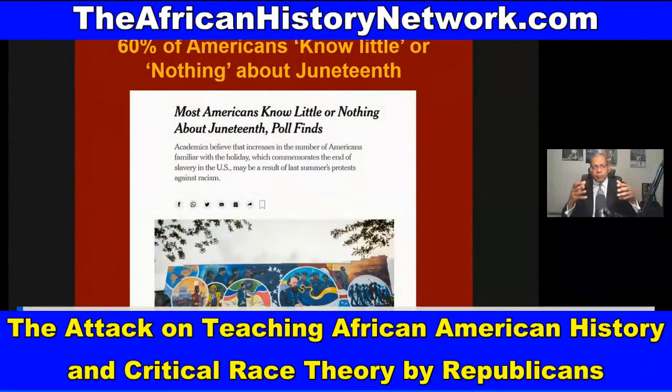We've seen that after Juneteenth became a federal holiday in 2021, we started seeing a lot more articles being written about Juneteenth. This article here from the New York Times is a very interesting article: Most Americans know little or nothing about Juneteenth, poll finds. And in the article, it talks about how 60% of Americans know little or nothing about Juneteenth.